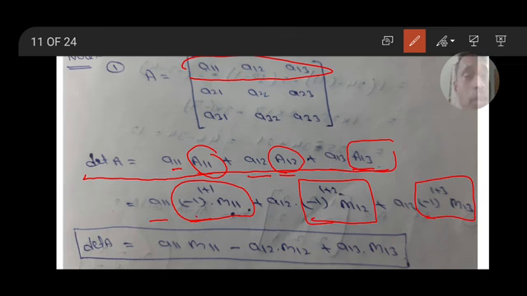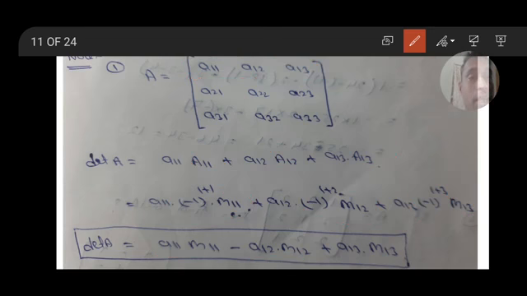(-1) to the power of 1 plus 1 means (-1) squared, which is plus 1. So it is a11 into M11. (-1) to the power of 1 plus 2 means (-1) cubed, which is minus 1. So minus a12 into M12. (-1) to the power of 1 plus 3 means (-1) to the power of 4, that is plus a13 into M13. It is the same determinant. Instead of cofactors, you can expand it using minors: a11 into minor minus a12 into minor plus a13 into minor, for the first row elements.